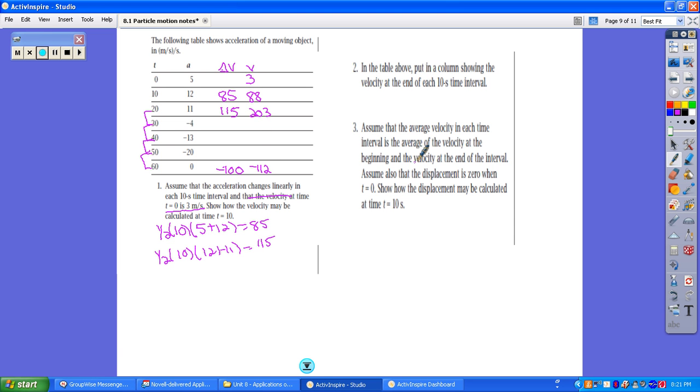Then the second part, so we did this. In the table above, put a column showing the velocity at the end of each 10-second time interval. And then it says assume the average velocity in each time interval is the average of the velocity at the beginning and the velocity at the end of the interval. And assume that displacement is 0 when t equals 0. So now we're going to do displacement, and this is 0, and show how the displacement may be calculated at time t equals 10.